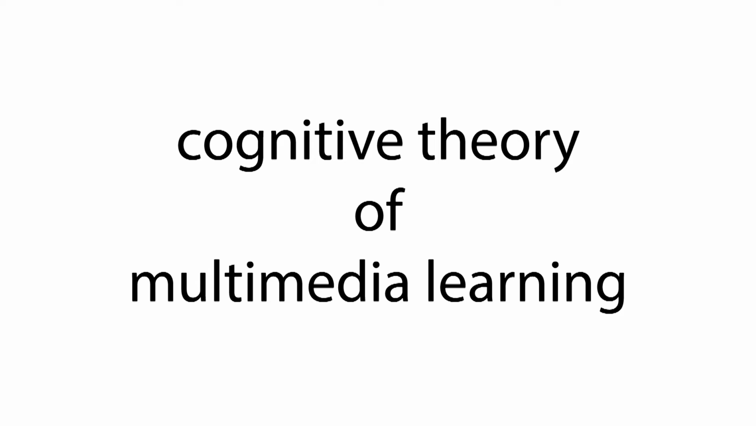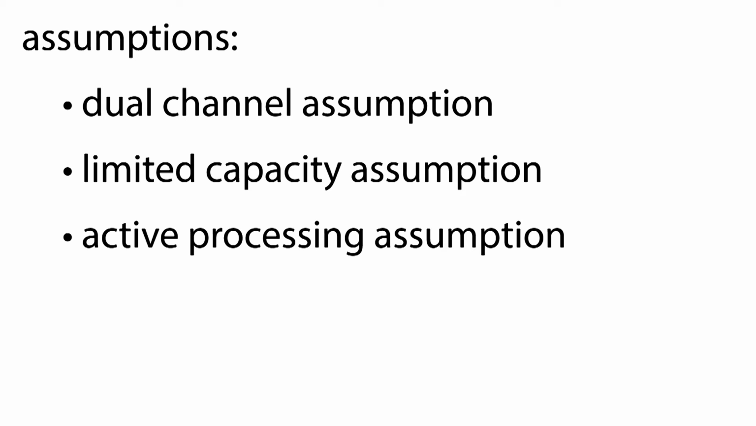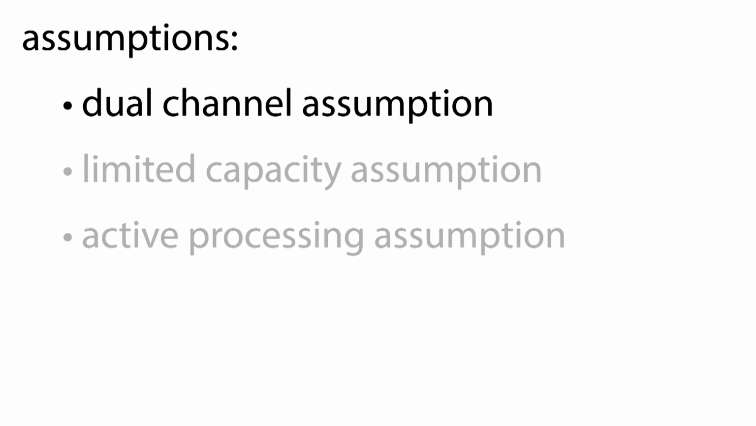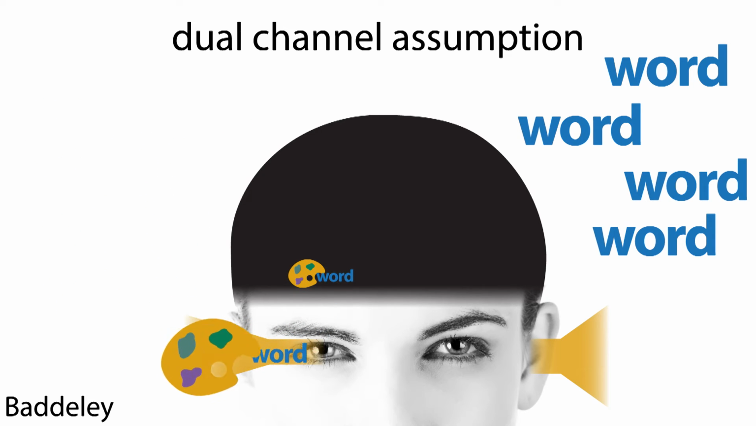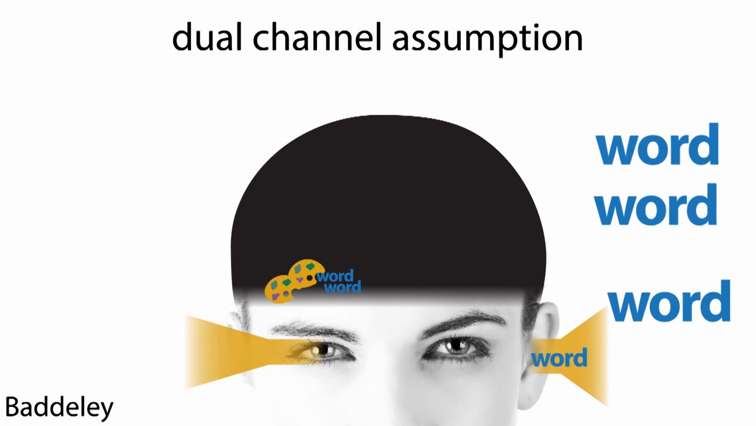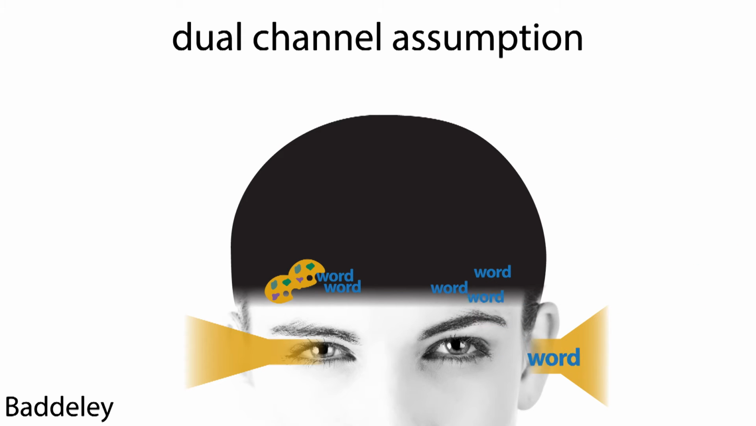Mayer's cognitive theory of multimedia learning is based on 3 assumptions. First, the dual-channel assumption is that learners process information through separate channels based on whether it is audio or visual, and whether it is words or images. Information taken in via the visual channel can be written words or graphics, for example, while verbal words are taken in via the auditory channel.